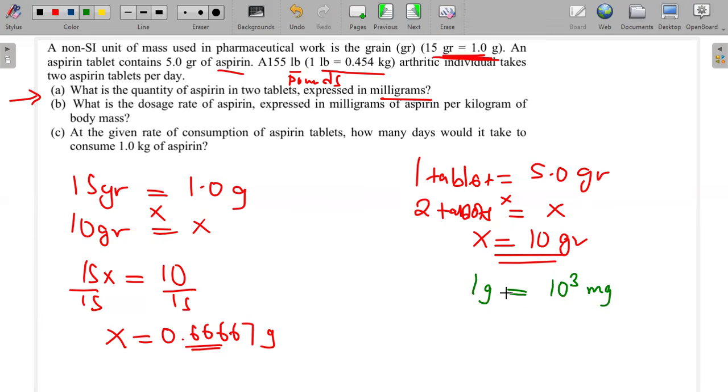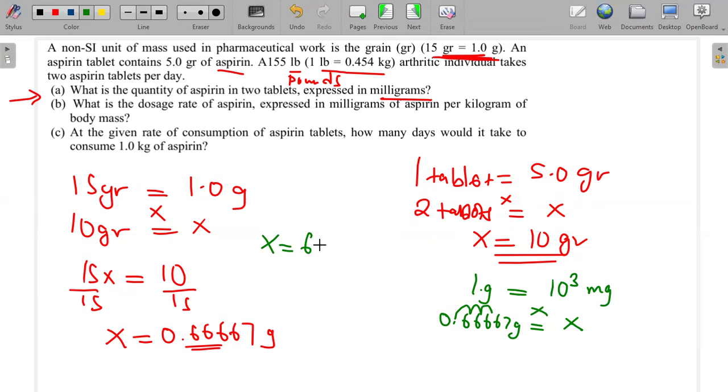Okay, 1 gram is equivalent to 1,000 milligrams. So I'm just going to say now I have 0.66667 grams. What will be my mass in milligrams? So cross multiply: 1 multiplied by this, I get x equals 0.666 multiplied by 10 to the power 3. I just move this decimal place 1, 2, 3 times.